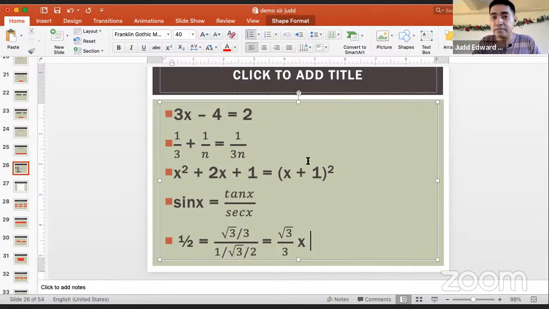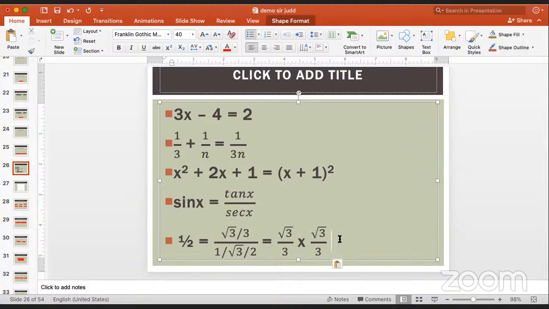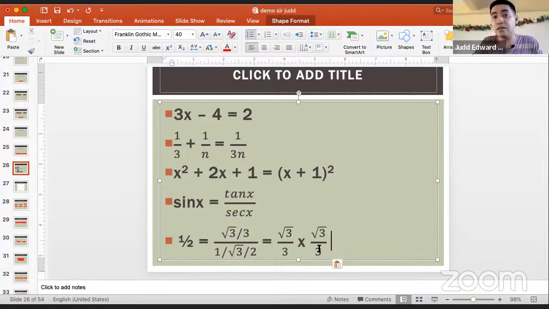So multiply natin sa simplified version ng denominator. So 1 over square root of 3 over 2. So that becomes what? That becomes, ano po yung magiging equivalent form ng 1 over square root of 3 over 2? Square root of 3 over 2 lang po. Square root of 3 over 2 ba siya? Sa board ko na siya sagutan para hindi tayo mahirapan.